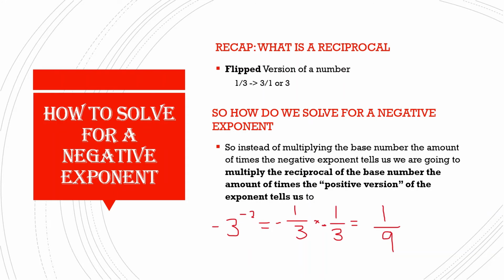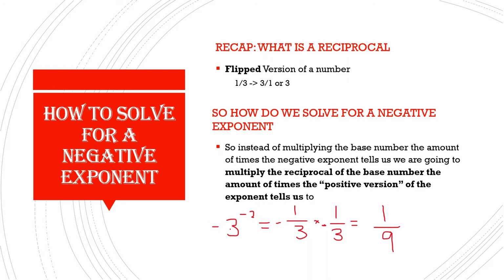So how do we solve for a negative exponent? Instead of multiplying the base number the amount of times the negative exponent tells us to, we're going to multiply the reciprocal of the base number the amount of times the positive version of the exponent tells us. So in this case, we have negative 3 to the power of negative 2.